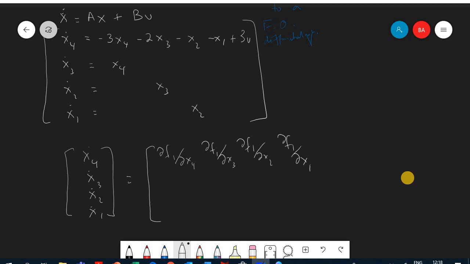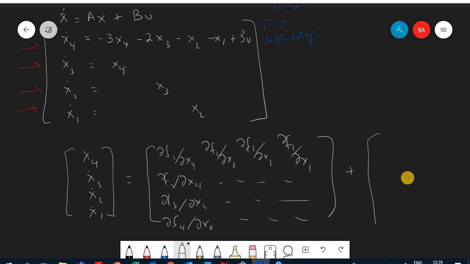Okay, so these are my equations. This is the first equation, second, third, fourth. So you will have a matrix like df2 by dx4 and continue, df3 by dx4 and continue, df4 by dx4 and continue. Okay, and you're going to do the same here for the df1.